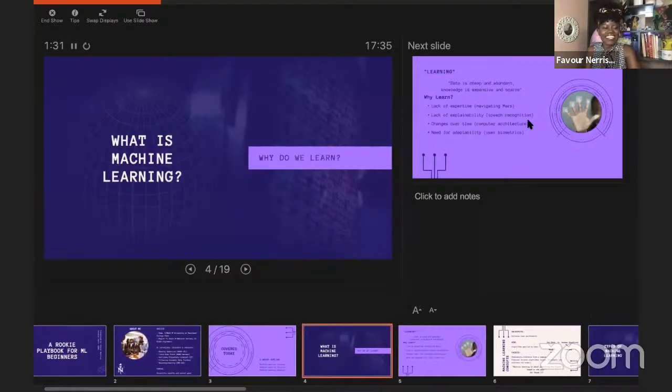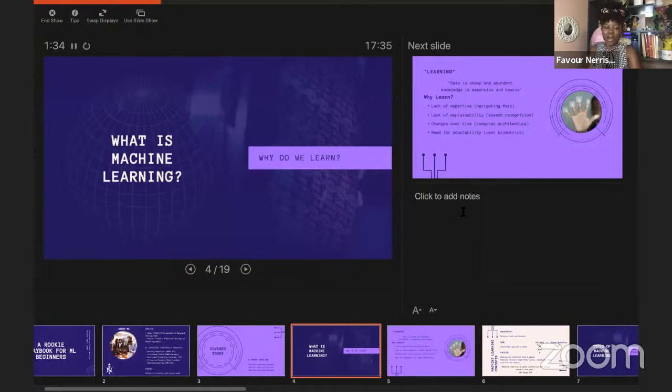Okay, so first we're going to talk about what is machine learning and why do we learn. Also, this is going to be very interactive. So at any point, I might ask for anyone to share what their thoughts are. Please feel free to unmute yourself or add in the chat what you think. So does anyone have an answer for what is machine learning and why do we choose to learn? Okay, if no thoughts, that's why we have this workshop.